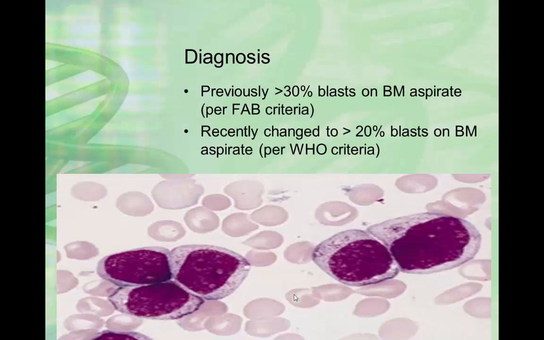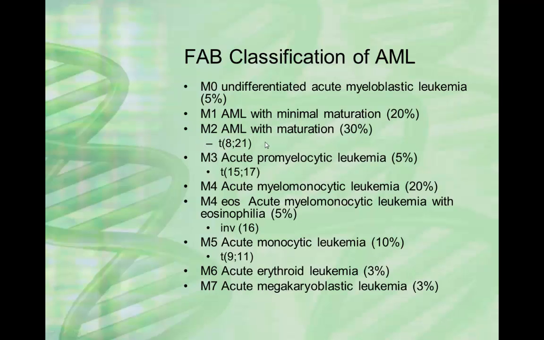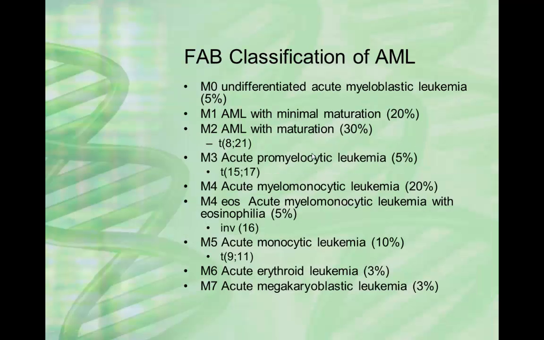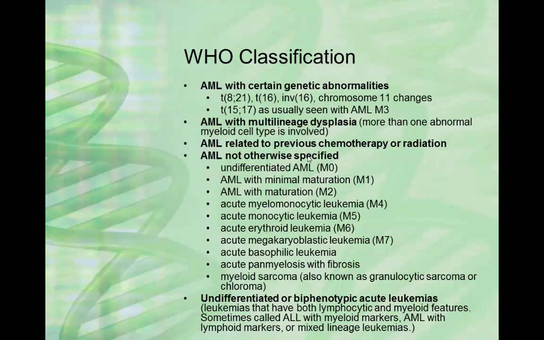So again, if you have 30% of blasts by FAB criteria, you're going to be in M2, or if you have more than 20% blasts on bone marrow aspirate, you're basically going to be at the level of M2 as well, in AML not otherwise specified.